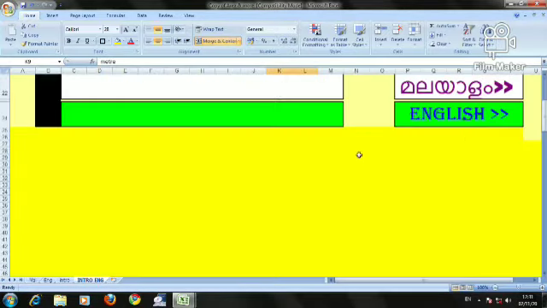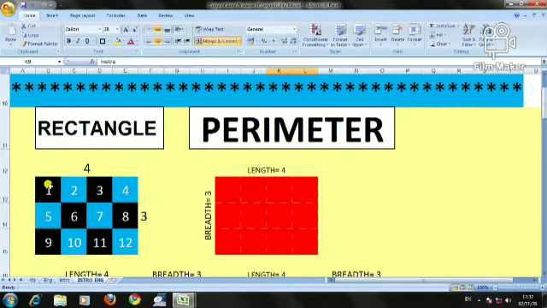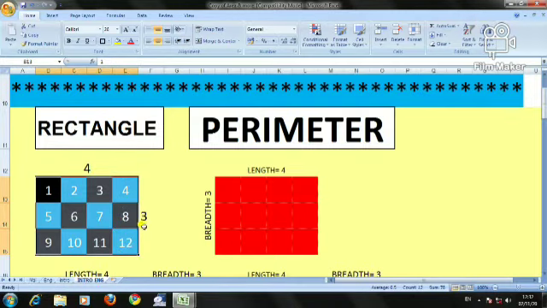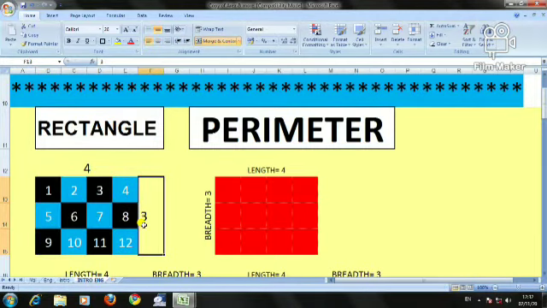Here we can see another picture. See how many squares are here. The length of this rectangle is 4, breadth is 3, so we can see 12 squares here. That is 4 into 3 is equal to 12 square centimeter. Now we can come here.